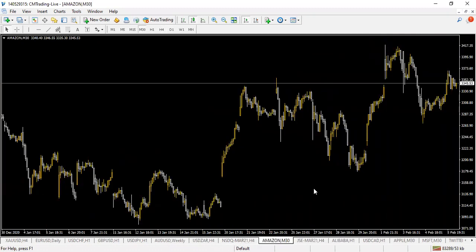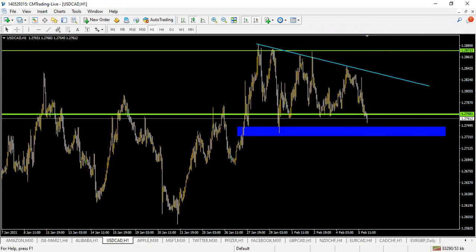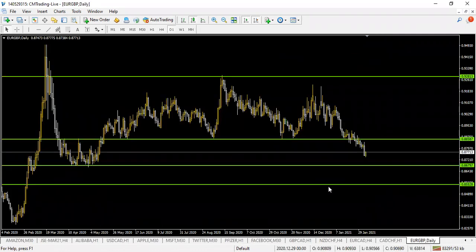So what other things are we looking at? Let me look at USD CAD. I'm not happy with USD CAD. I'm not looking at stocks. I just want to look at Euro GBP, right? Euro GBP is a beautiful one right now. This is beautiful for us, right?